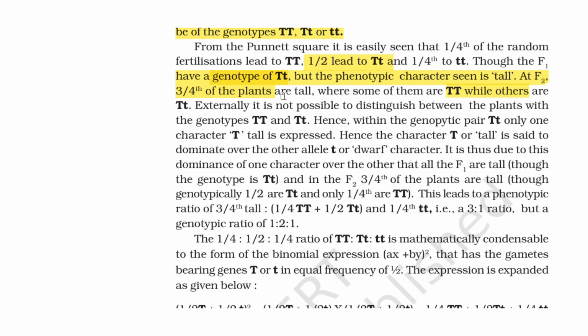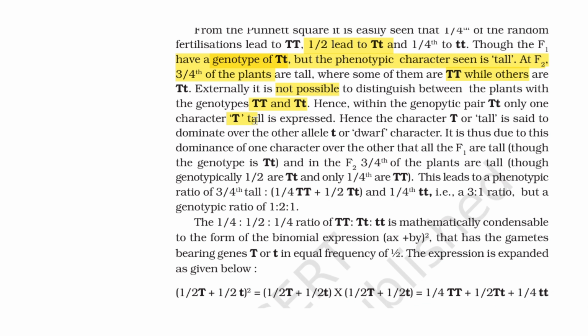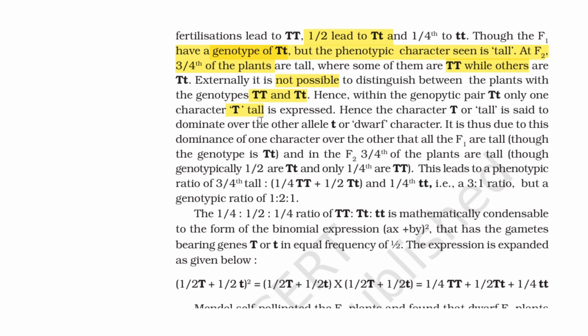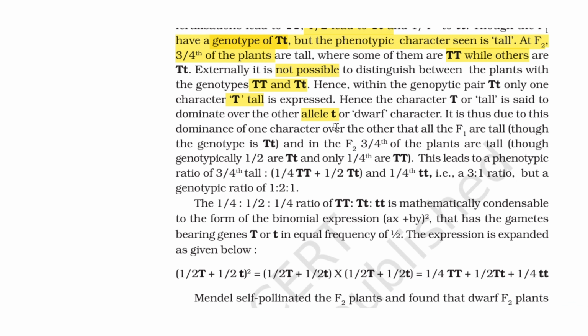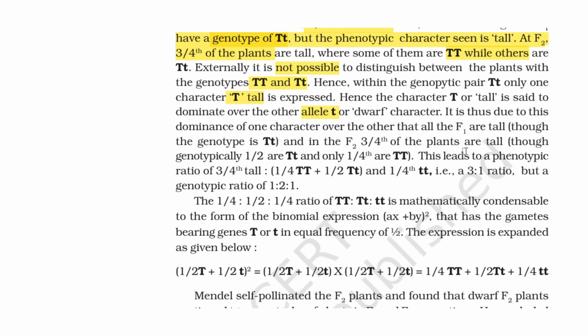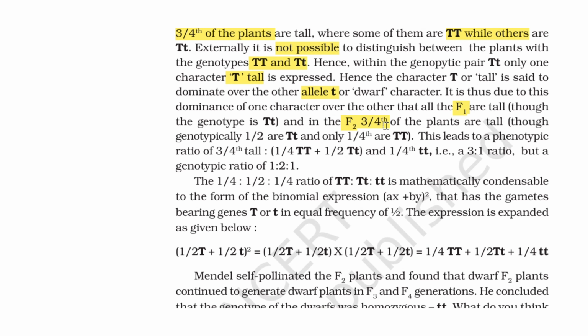Externally it is not possible to distinguish between the plants with the genotypes TT and Tt. Hence, within the genotypic pair Tt only one character, T, tall, is expressed. Hence the character T or tall is said to dominate over the other allele t or dwarf character. It is thus due to this dominance of one character over the other that all the F1 are tall, though the genotype is Tt, and in the F2 3/4 of the plants are tall, though genotypically a half are Tt and only 1/4 are TT.